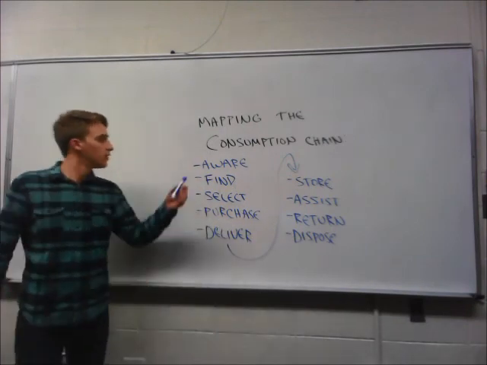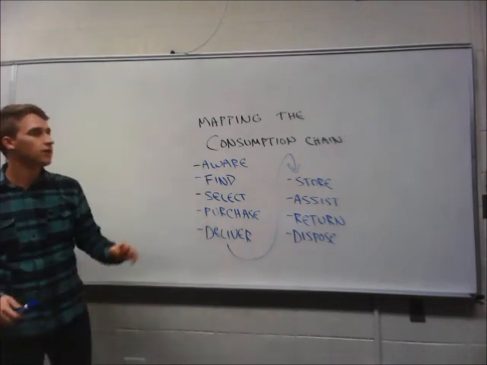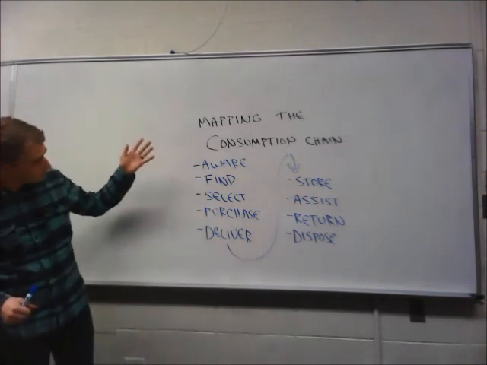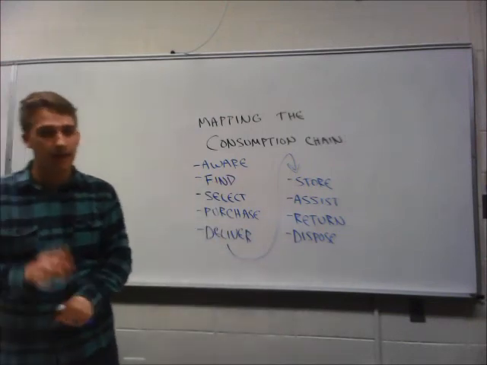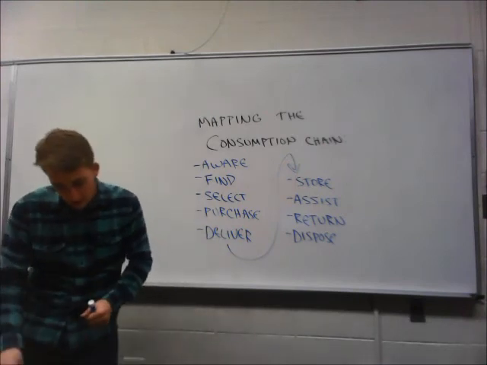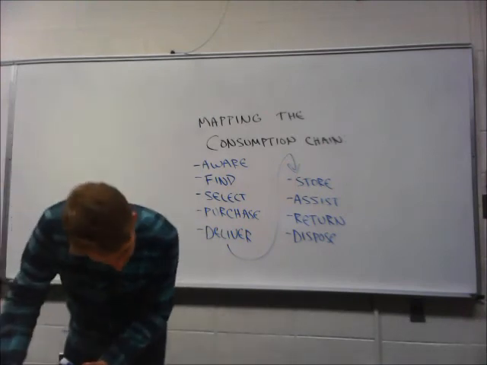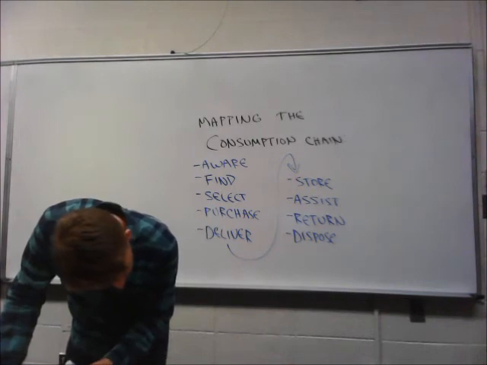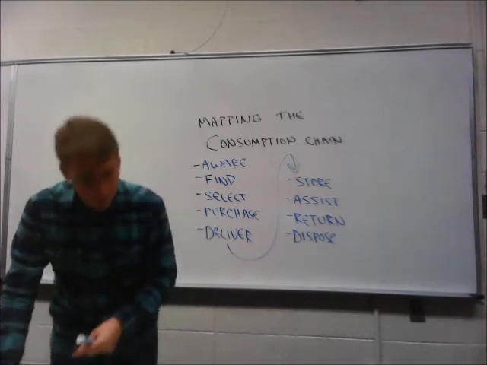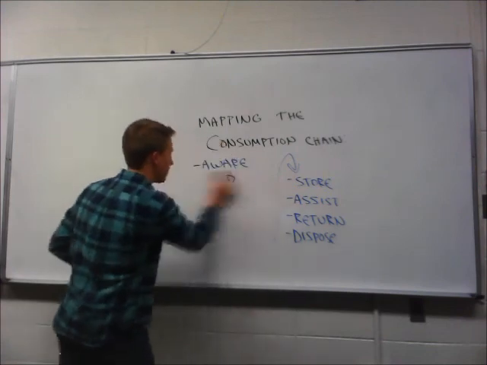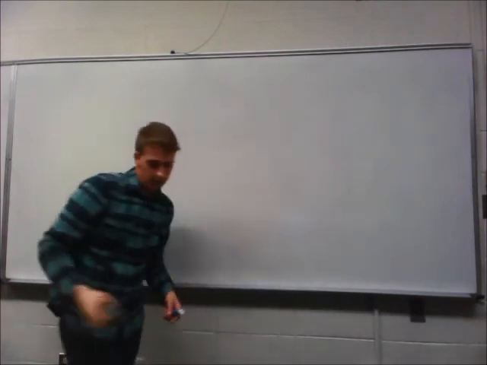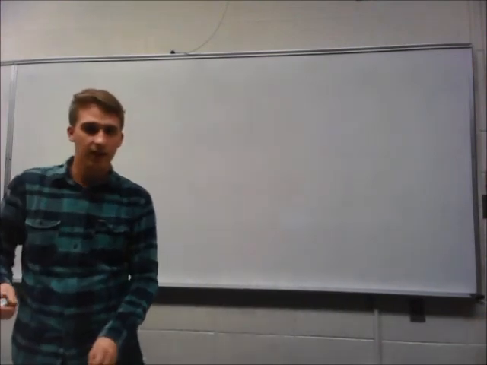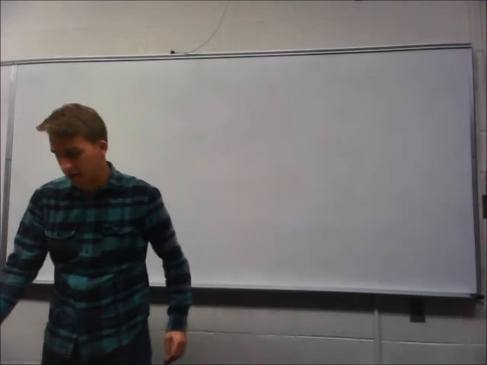That's really all there is to mapping the consumption chain. Find a point along here that can be improved and improve it, and that'll be the source of differentiation for your next product. And then the last thing that the chapter talks about is how to tell if your product is differentiating well.